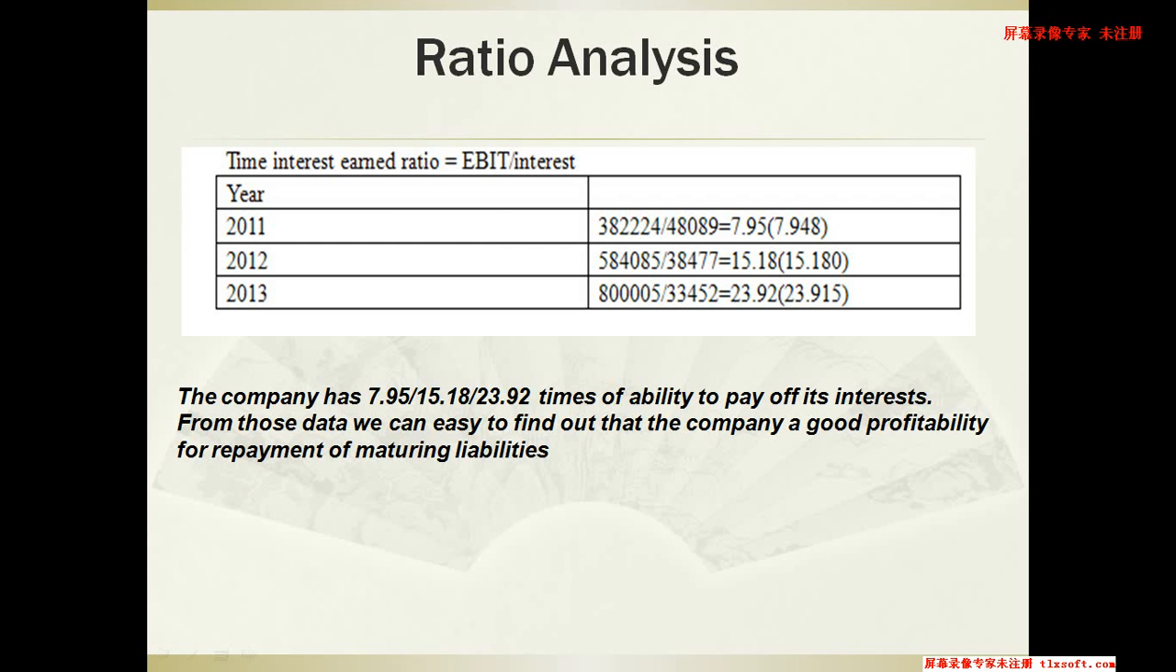Now is times interest earned ratio. Based on this ratio, we can easily find out that the company has a good profitability for payment of maturing liabilities, and also the ratio is increasing year by year, and it's a huge increase.